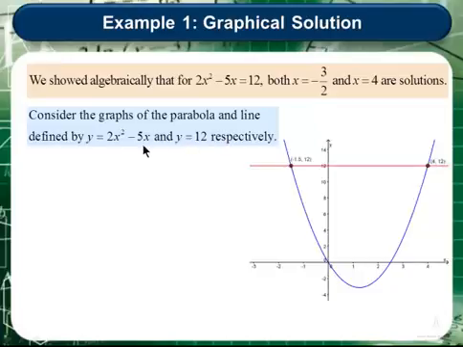If you graph the function defined by the equation y is equal to 2x squared minus 5x, and if you graph the function defined by the equation y is equal to 12, the constant function, we have the red graph, a line parallel to the x-axis, which intercepts the y-axis at y equal to 12. Now what we're really looking for is where the output values will be the same on the left and the right if we substitute values for x.